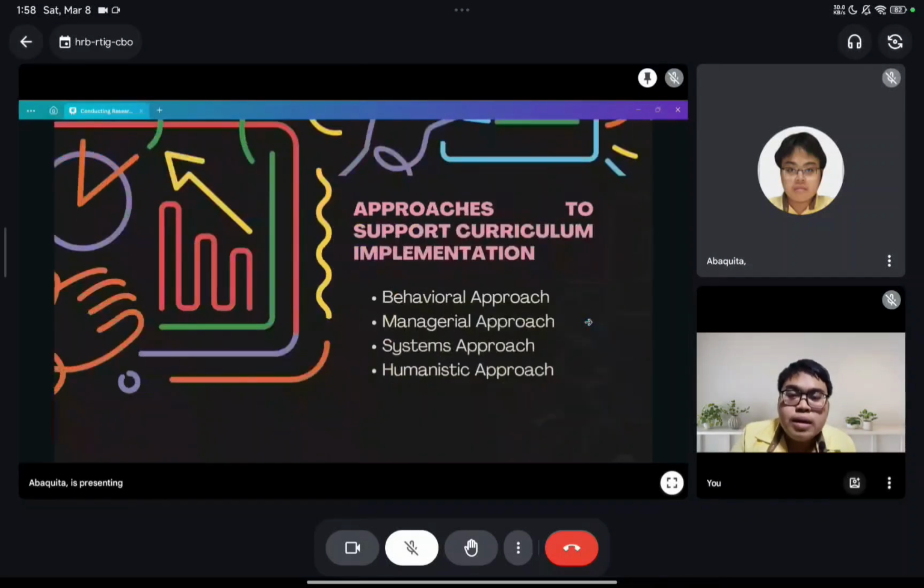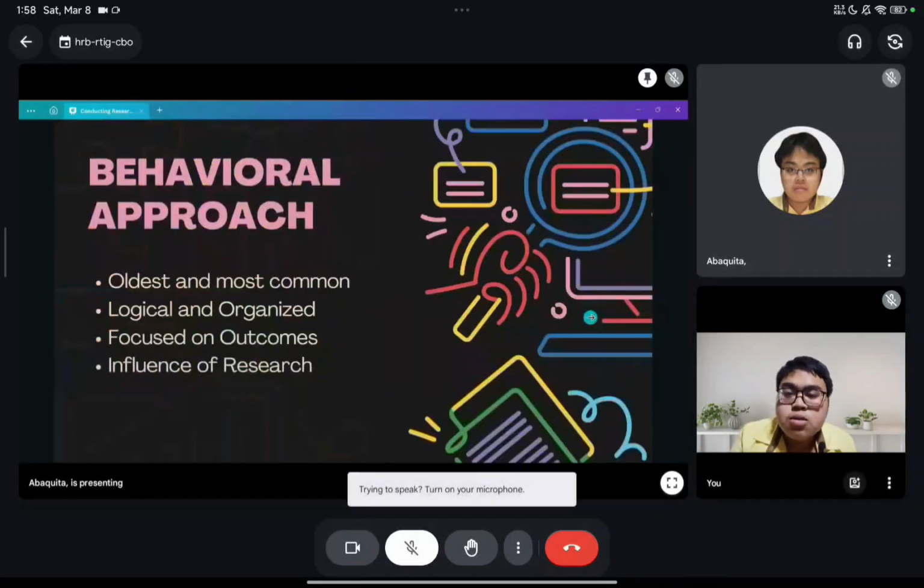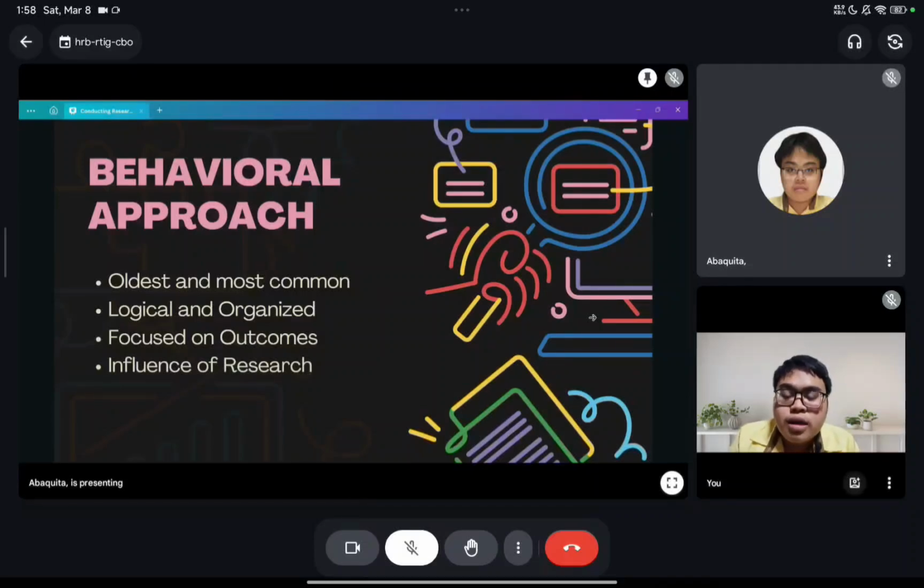So now, let us go to the approaches to support curriculum implementation. There are four approaches, and these are the behavioral approach, managerial approach, systems approach, and the humanistic approach. Now, the first one is the behavioral approach, and these are the features of the behavioral approach.